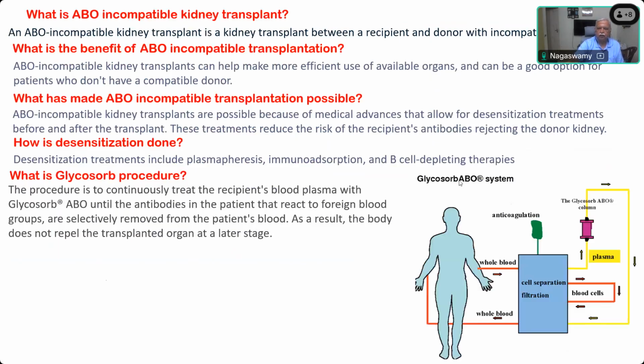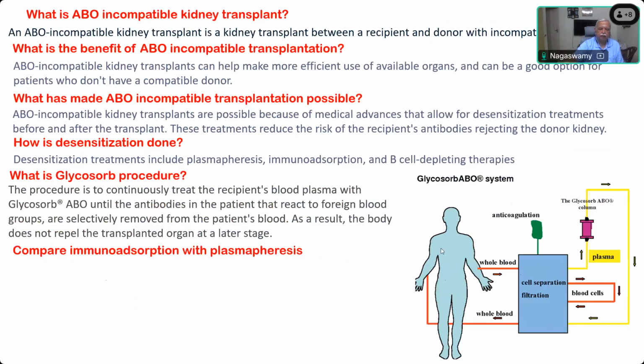So this is the glycosorb ABO system. The blood is taken out, then it is centrifuged and separated. Blood cells are returned back to the patient. We take the plasma which contains the antibodies and we use this adsorption system and remove the antibodies, and then we inject the plasma back into the patient. So just something like a dialysis. So you can do it during dialysis also. Use the same filter to remove the antibodies from the recipient and do the dialysis also. And then you fit the other group donor organ into the patient, it will not get rejected.